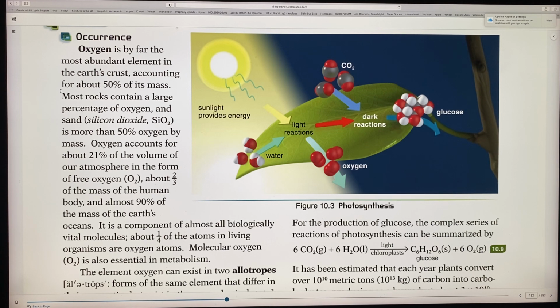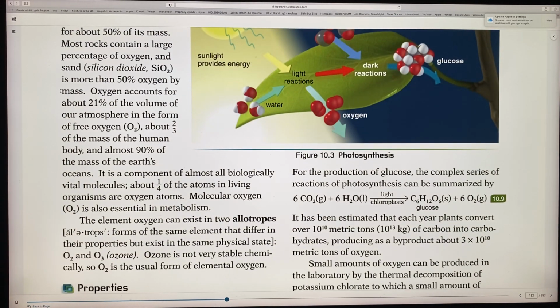Plants convert 10 to the 10th metric tons, or 10 to the 13th, basically here, of carbon into carbohydrates. That's a lot of tons there. With the byproduct being 3 times 10 to the 10th metric tons of oxygen. So we need oxygen, and the plants provide it. So we've got to keep those plants around, huh?